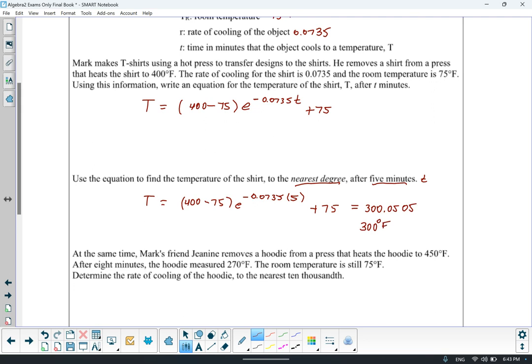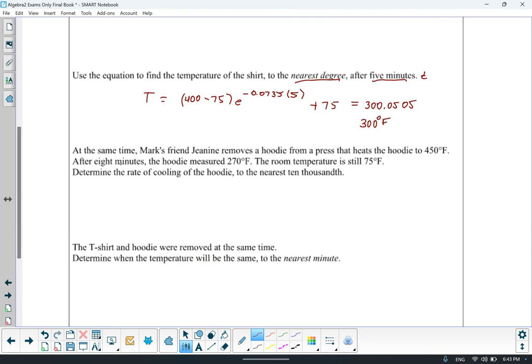Okay, next. At the same time, Mark's friend Janine removes a hoodie from a press that heats the hoodie up to 450 degrees. After 8 minutes, the hoodie is at 270 degrees Fahrenheit. The room temperature is the same at 75 degrees Fahrenheit, but instead of solving for capital T, you're going to use a slightly different equation to find the rate.